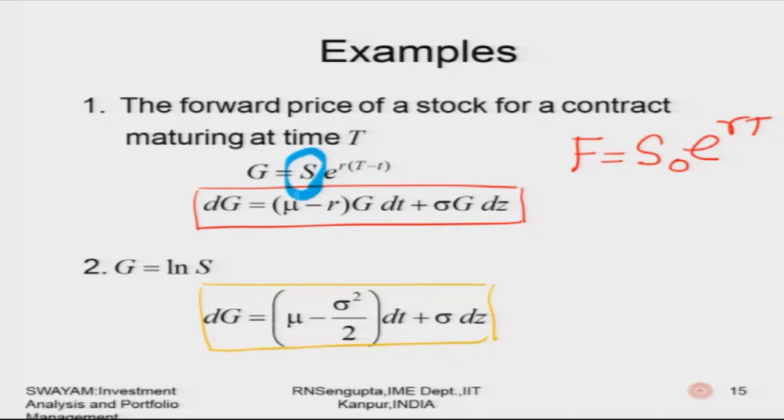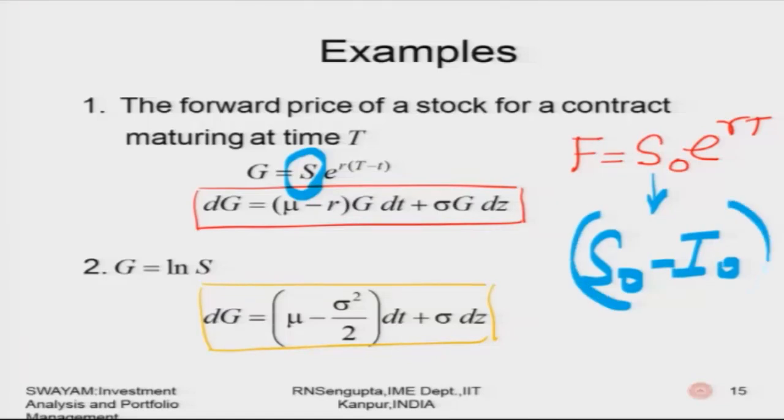This S value would change because the present value of all the incremental incomes which have been paid at some different point of time, whether 6 months, 1 month, 3 months, whatever, should be calculated. So actually this S naught should be this. I naught is basically the present value of all the coupons being paid. So, we are considering that is not there.